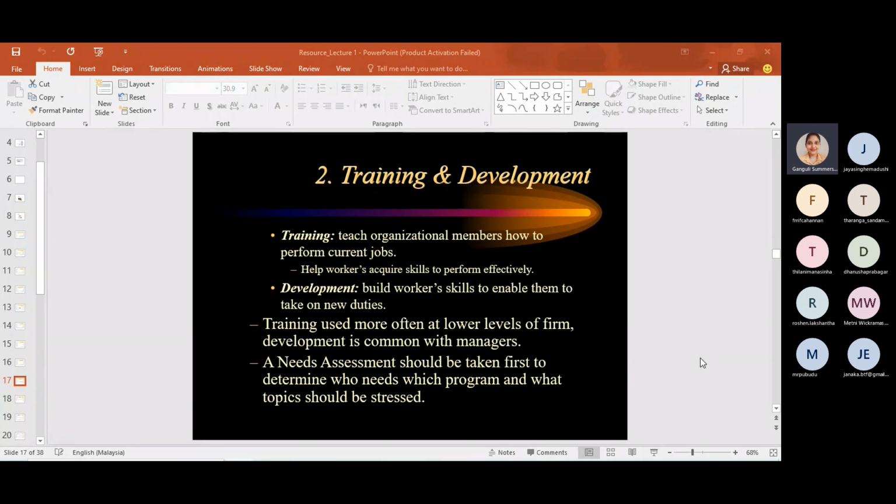And development is something that happens throughout. Development builds workers' skills to enable them to take on new duties. Development is not something that happens just in a few days or a few months. Development is something that happens throughout someone's career. So that is how training and development work.